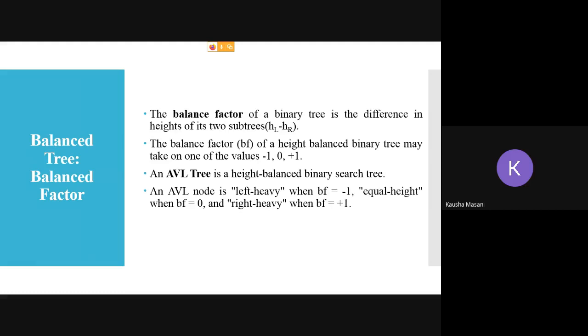What is left heavy? You have to remember: balance factor equal to -1. What is equal height? Then your balance factor will be equal to 0. Sorry, balance factor, not binary factor. And right heavy, then balance factor would be +1.